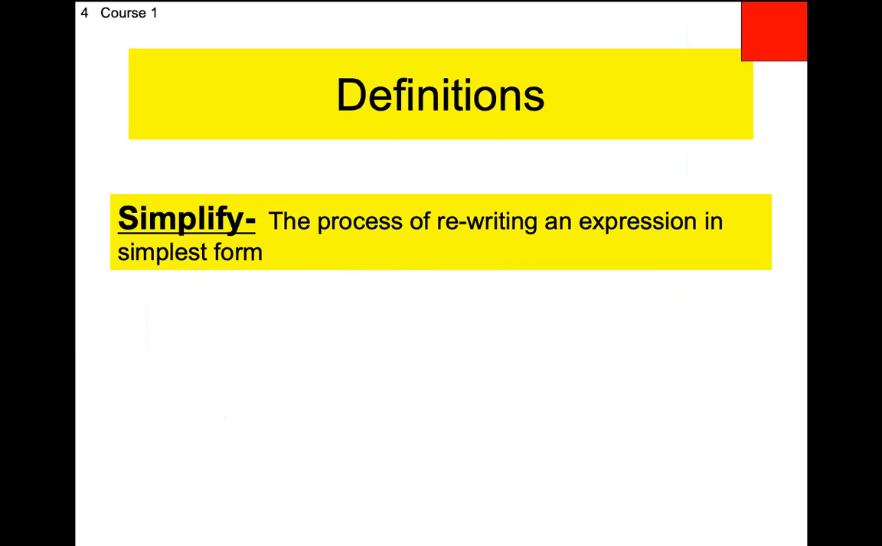So the definition says the process of rewriting an expression in its simplest form. 2 plus 3, isn't it simpler to write 5 rather than 2 plus 3? Don't you agree? It's easier to write 5. So this process of turning that expression into that equation is called simplifying. We say simplifying means do the math. When you do the math, you're going to put an equal sign. But remember, 5 is easier to write than 2 plus 3. They're both the same, which is why we can write an equal sign. That's what equation means. It means the left side equals the right side.